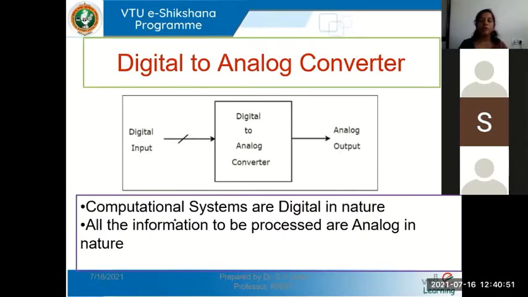Computational systems are usually digital in nature, and all the information which has to be processed in nature is analog. Hence the need for DAC and ADC. So why do we need DAC and ADC? We have already discussed: all processing and computational systems are digital. They need digital inputs, whereas almost all the signals which are measured and which exist in nature are analog. So we need to convert from analog to digital, process in the digital domain efficiently, and put it back into the analog domain for the user to understand what has happened to the signal.